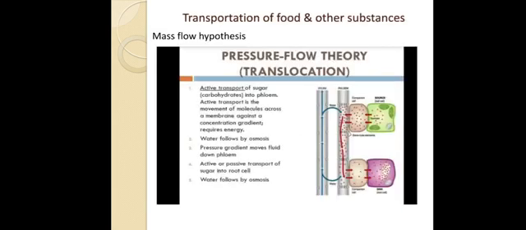Now, so we are done with the transportation of water and minerals, that is called ascent of sap. So that is done. Now the second part is transportation of food and other substances. So as I told you earlier, that transportation of food takes place through the tissue, that is called phloem. Okay, and in this, one very important theory is there, that is called mass flow hypothesis, or you can also call it pressure flow theory. Okay, now listen to this very carefully.